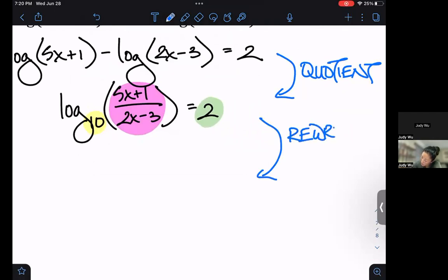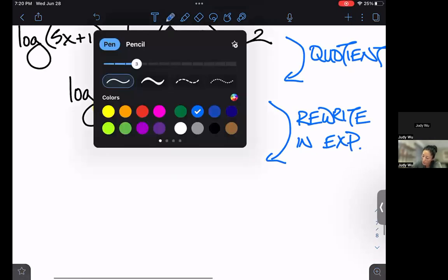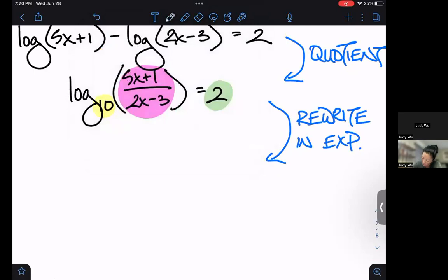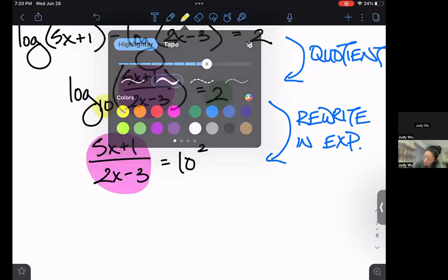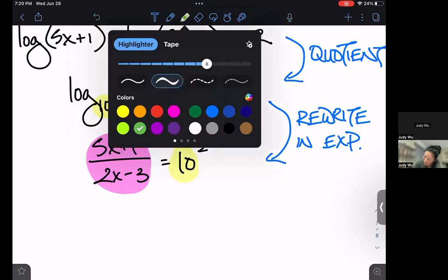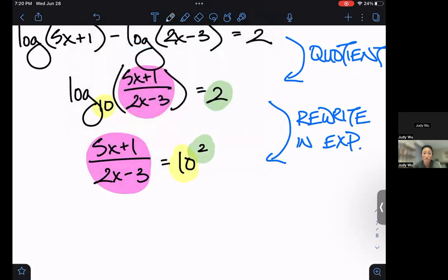And so now we're going to go ahead and rewrite in exponential form, okay? And when we do that, we will end up with the following. 5x plus 1 over 2x minus 3 equals 10 squared. All right, so our unknown becomes equal to our base raised to the power, okay?